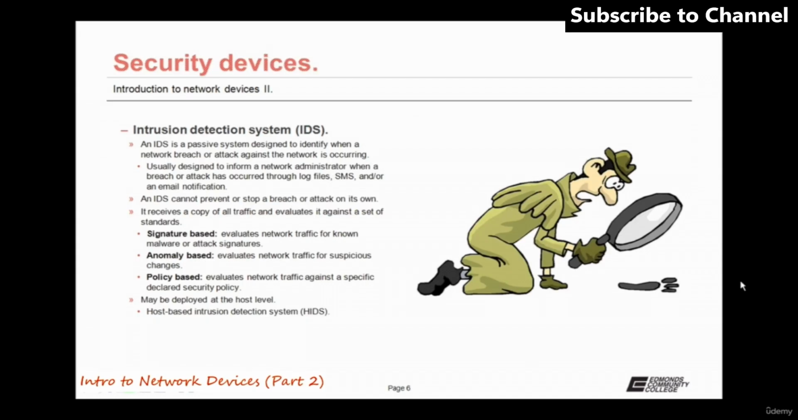They're usually designed to inform a network administrator when a breach or attack has occurred, and it does this through log files, text messages, and/or through email notifications. An IDS cannot prevent or stop a breach or attack on its own. The IDS receives a copy of all traffic and evaluates it against a set of standards.